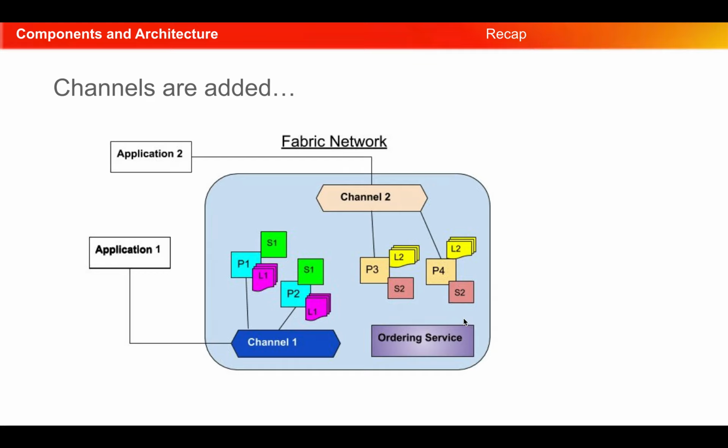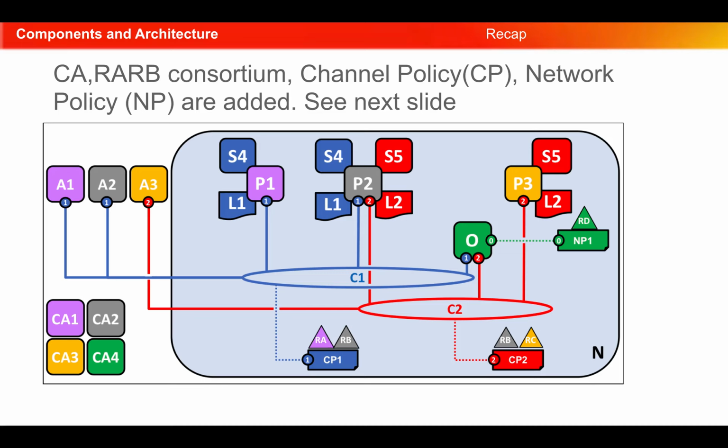Now let us complicate this structure even more and see how Fabric works in its entirety. As you can see in this picture, you have certification authority, application, peers, smart contracts, ledger, orderer, channels, consortium, channel policy, and also network policy. Now let us understand how all these work together.